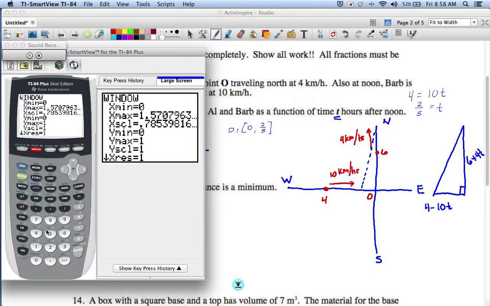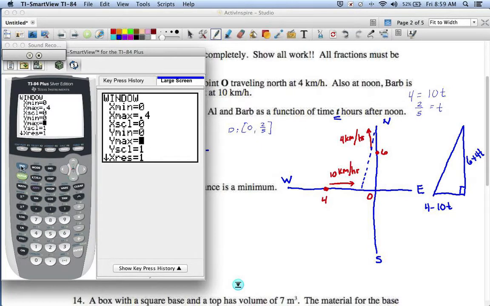My window, I'm looking at 0 to 2/5, and 2/5 is 0.4. My scale is small enough, so I'm just going to go by zeros. Now this is interesting, my y-min, we're talking about distance here. Minimum distance obviously is 0. Now the maximum distance, I have no idea, but remember what we did. We plug in 1/5.